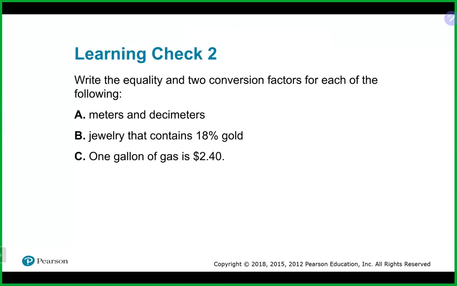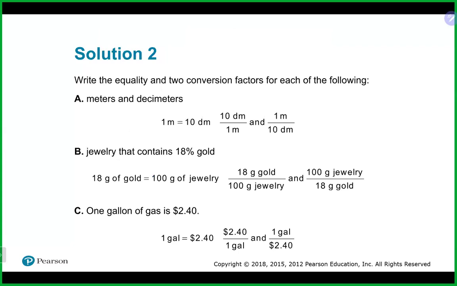All right, so let's take a look at some of these equalities that we could write. Meters to decimeters: 1 meter is 10 decimeters, and that will give us 10 decimeters over 1 meter, or 1 meter over 10 decimeters. A jewelry contains 18% gold. So again, assuming 100 grams, you've got about 18 grams of gold for every 100 grams of jewelry. Or if you flip it around, 100 grams of jewelry for every 18 grams of gold.